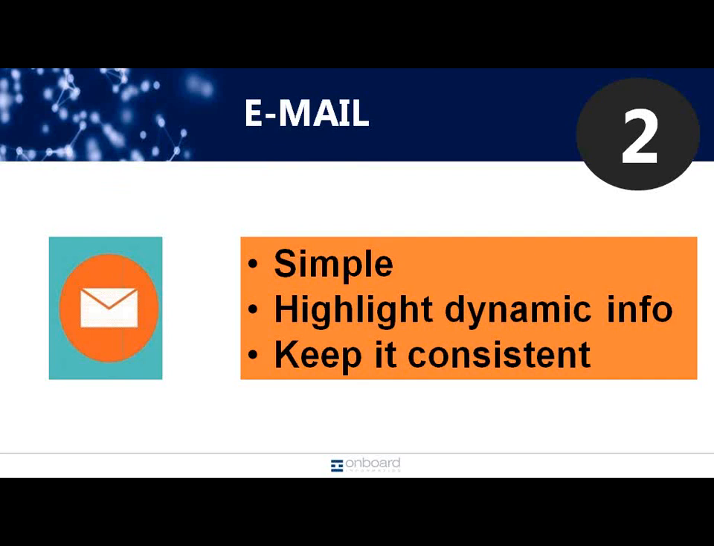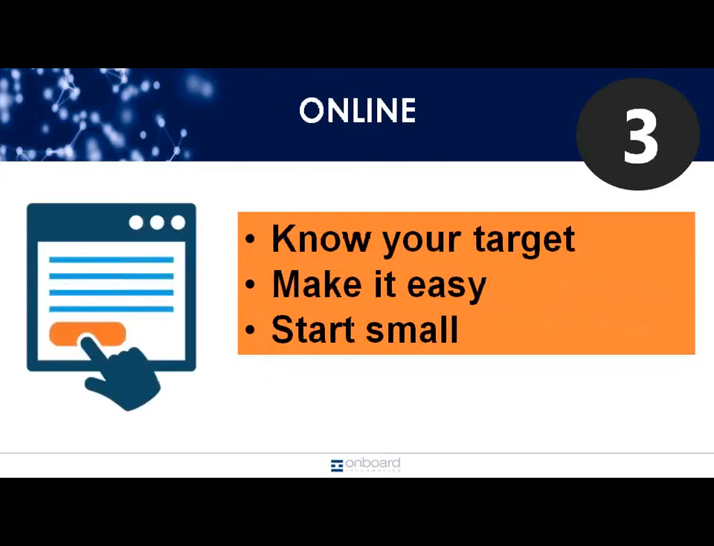Highlight the dynamic information. I promise you'll get more open rates that way, and keep it consistent. So if you're going to do a mailer, mail it consistently every month or so, so you get more people engaged and your unsubscribe rates stay down. Online, there are 2 options really, a landing page or a more interactive tool. But either way, know that you're building it with sellers in mind. So know your target. Make it easy to digest the information, to highlight what sellers really care about.